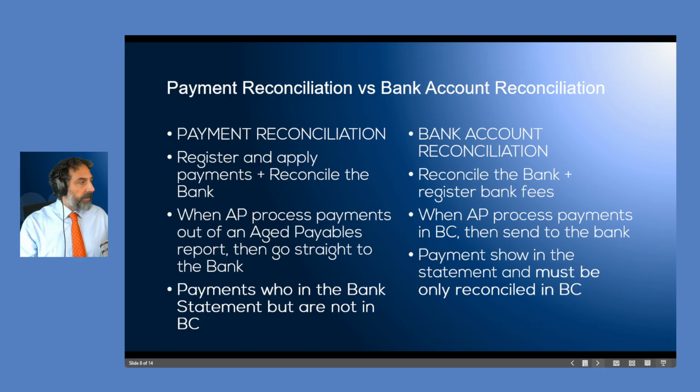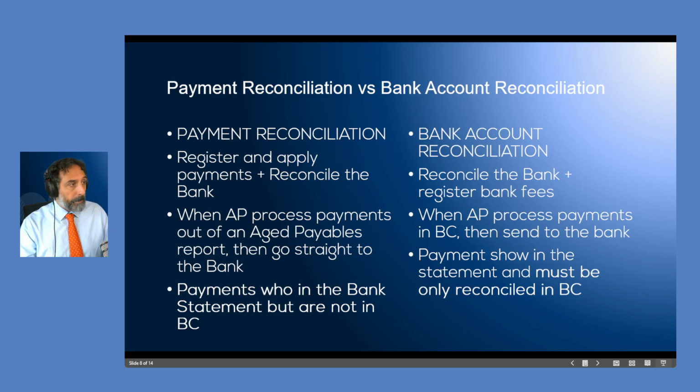The payments show in the bank statements but are not in BC. As I said before, right? AP goes straight to the bank. Accounts payable goes straight to the bank. So it's your job now to catch up. You register the payment in BC, it's already in the bank, you reconcile it.